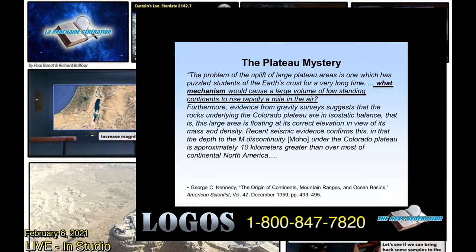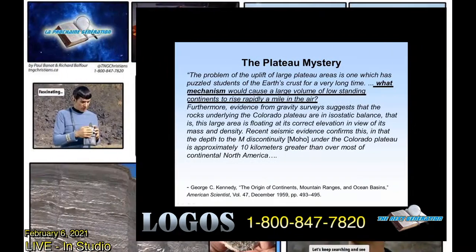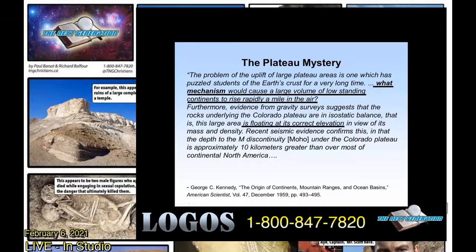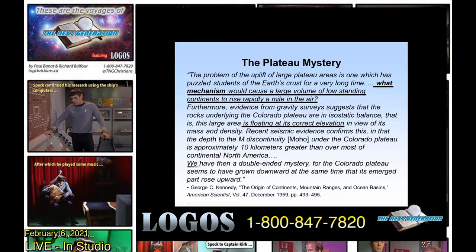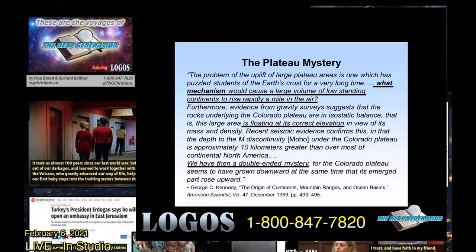Furthermore, evidence from gravity surveys suggests that the rocks underlying the Colorado Plateau are in isostatic balance. That is, this large area is floating at its correct elevation in view of its mass and density. Recent seismic evidence confirms this in that the depth of the Moho under the Colorado Plateau is approximately 10 kilometers greater than over most of continental North America. Kennedy concludes, we have then a double-ended mystery, for the Colorado Plateau seems to have grown downward at the same time that its emerged part has arisen upward.